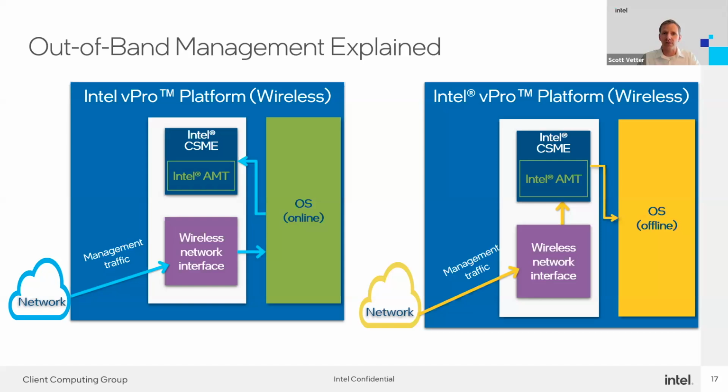Now, if your OS is offline, say there was a CrowdStrike outage that created a blue screen and nobody can get on their OSs, this is an opportunity for the network traffic to go into the wireless network interface and then engage directly with the hardware-based management that Intel has. From there, if there is the ability to push traffic up to the OS, you can do that, or you can do such things as restart or adjust BIOS from there. So this is a good transition.